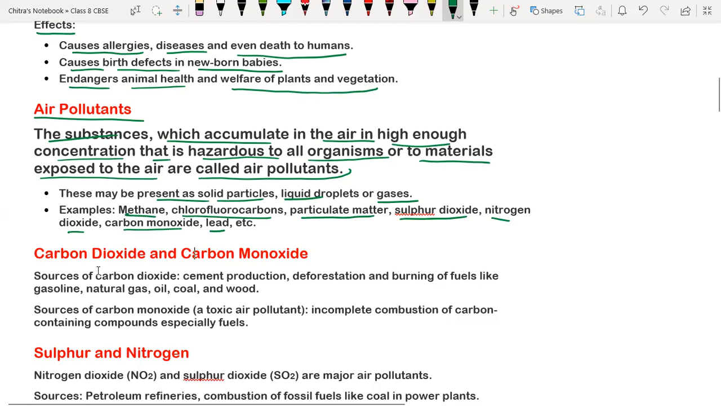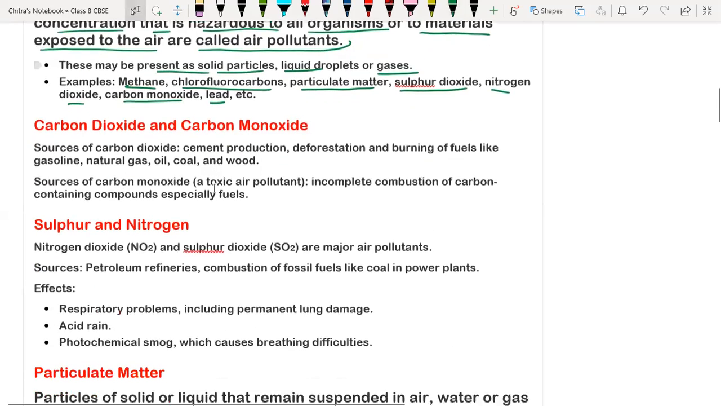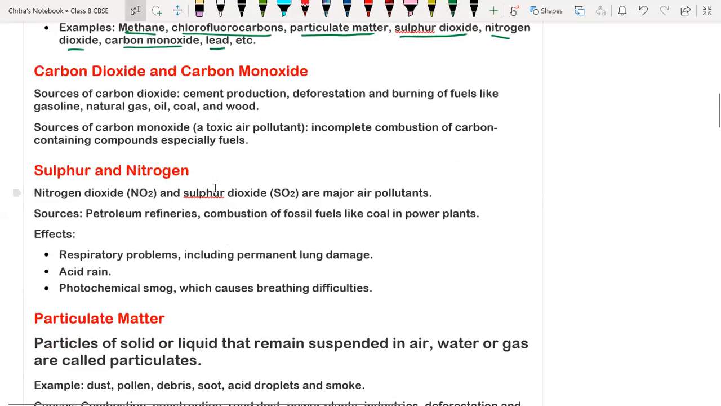Now we will understand each pollutant and its sources one by one. First we will understand carbon dioxide and carbon monoxide. What are the various sources of carbon dioxide? First we have to understand the sources of carbon dioxide and carbon monoxide.